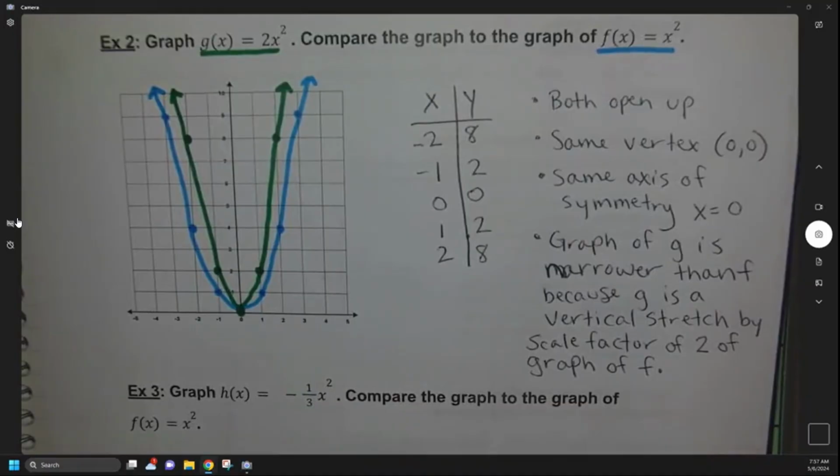So it's narrower than f because g is a vertical stretch by a scale factor of 2 of the graph of f.